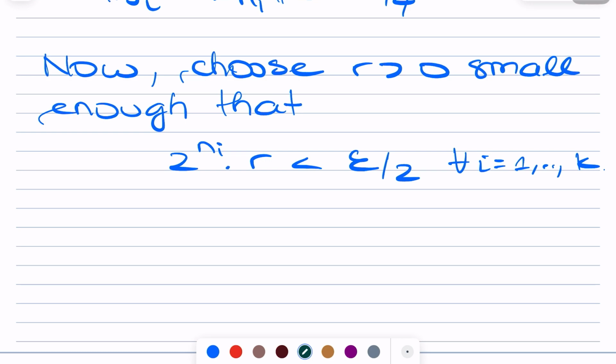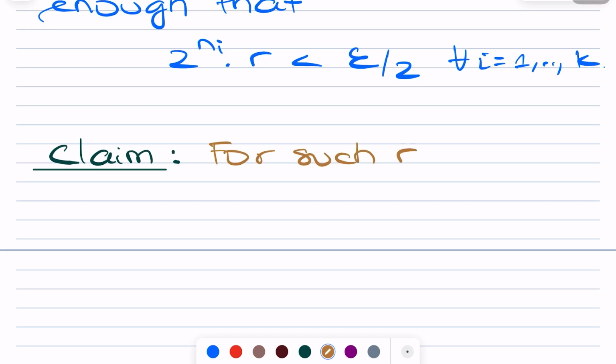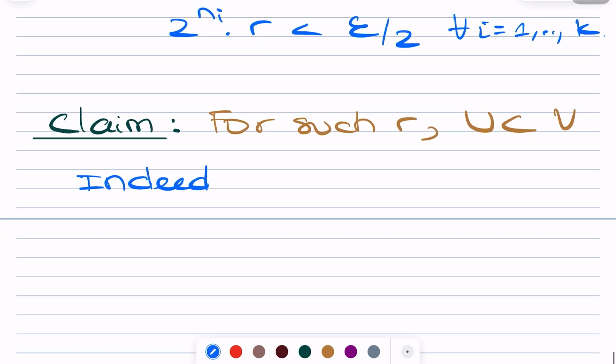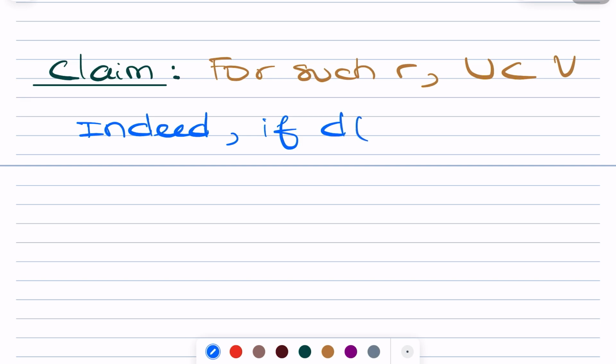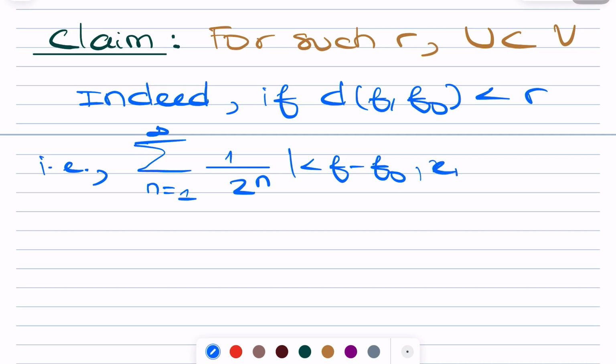So our first claim is that for such R, U is actually contained in V. This is what we are going to prove. Then you will see how this inequality emerges. Indeed, if the distance of F to F0 is less than R, by definition of that distance, this means that the summation over n going from 1 to infinity of 1 over 2 to the power n of the absolute value of the pairing of f minus f0 with xn is strictly less than R.